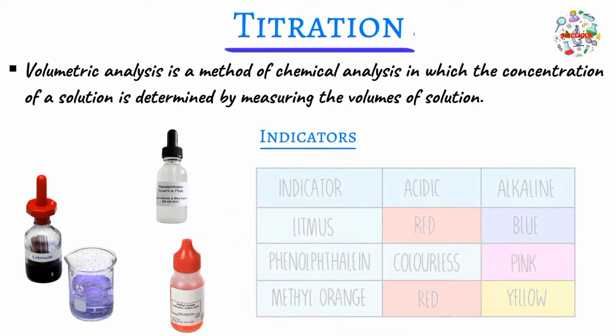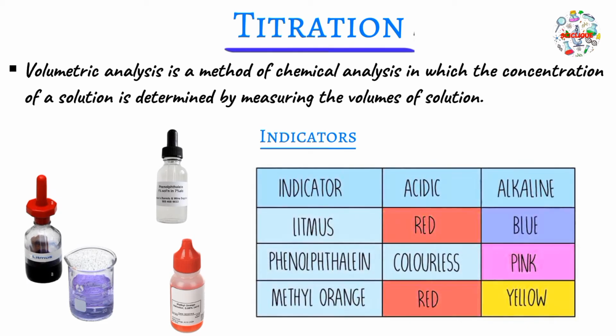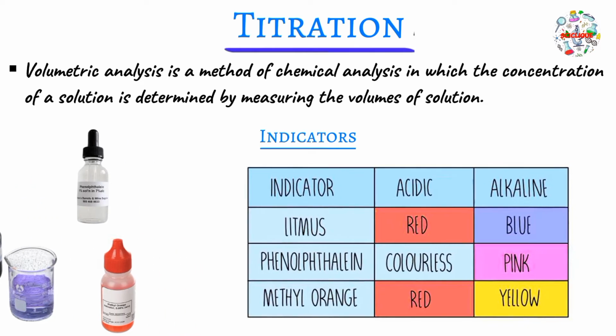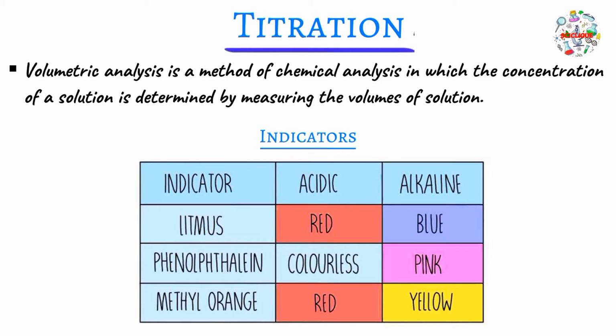So the more common indicators that are used in titration are as follows. And those are the color changes that you would note when placed in a basic, neutral or acidic solution.